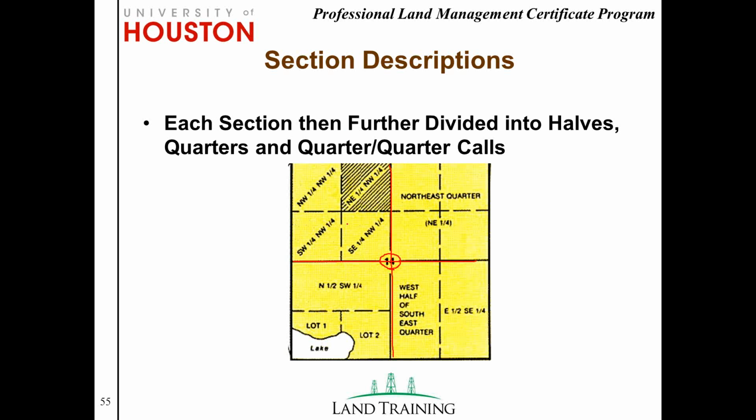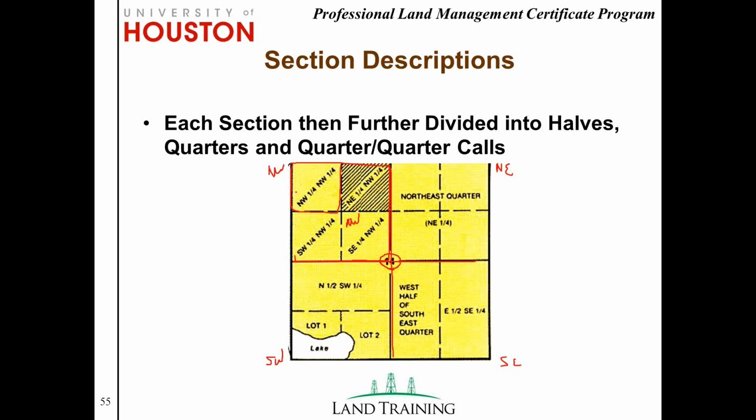So this would be the northwest quarter. This would be the northeast quarter. This would be the southeast quarter. And this would be the southwest quarter. Okay? And so this would be a whole quarter here. And then one of these areas would be a quarter of the quarter. So that's what we call a quarter call. Northwest quarter of the northwest quarter.